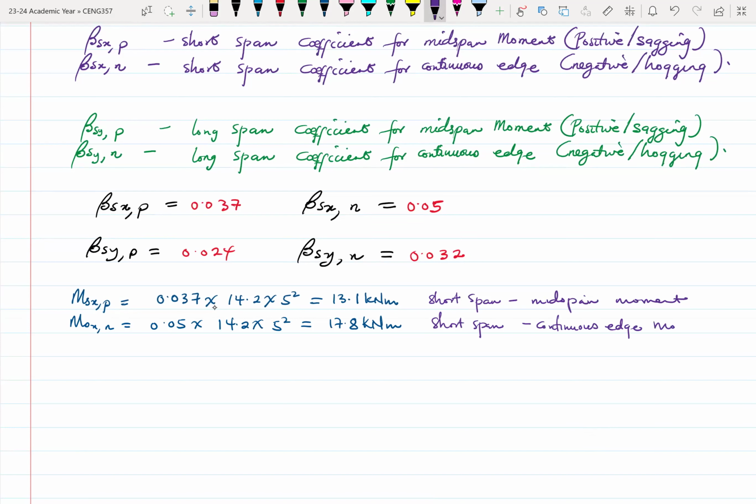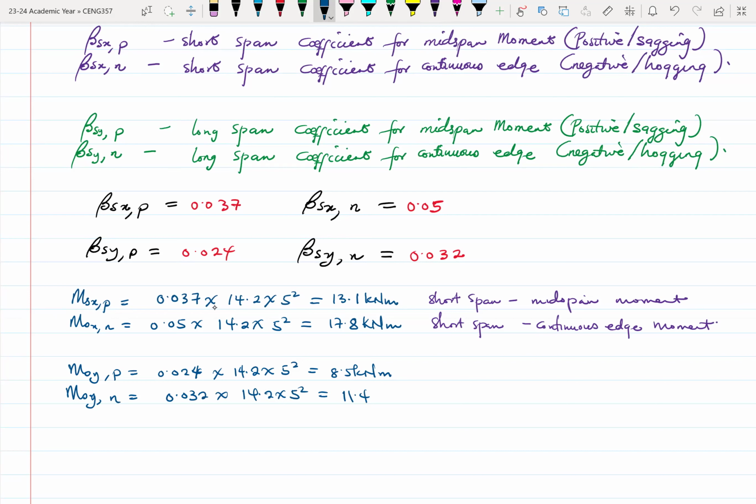All right. So we keep doing the same thing. Our MSYP will then be 0.024 times 14.2 times 5 squared. And that would be 8.5. So it becomes a bit repetitive going forward. You keep doing the same things again and again. All right, so just keep repeating.